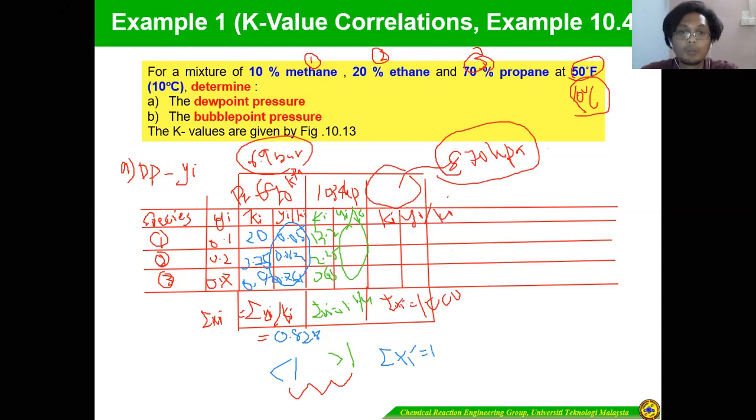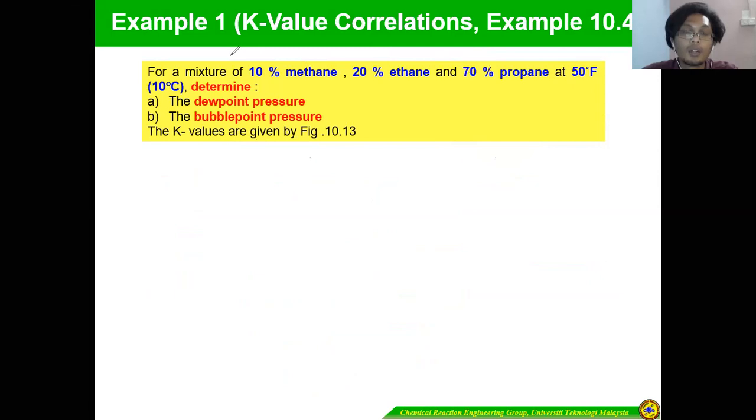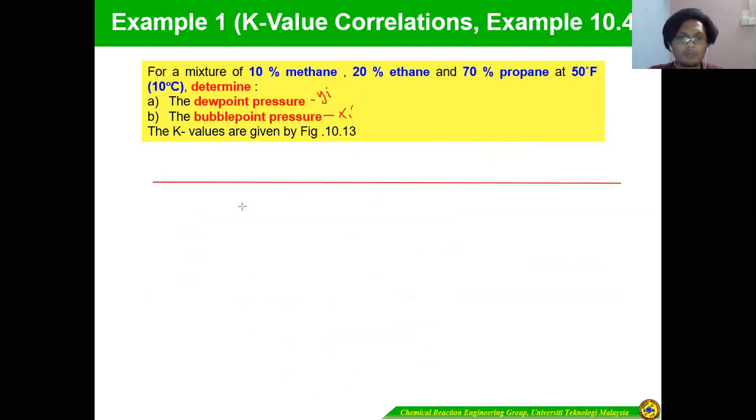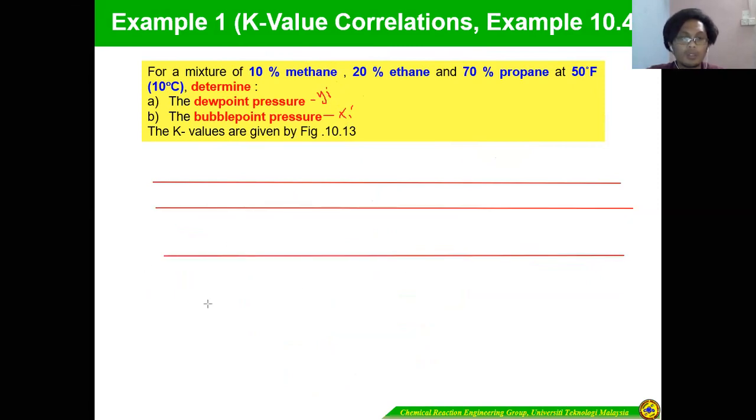So how about the bubble point pressure? For the bubble point pressure, if you remember, from the graph. For dew point pressure, you use yi, but in terms of bubble pressure, we use xi. So actually, this is almost completely condensed, and this is the molar fraction. So similarly, we have to construct the tables.